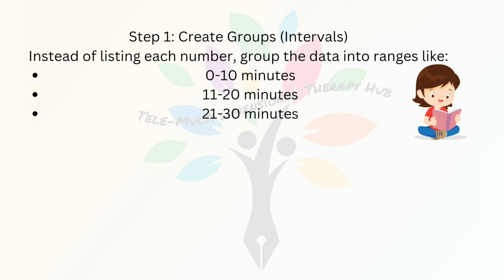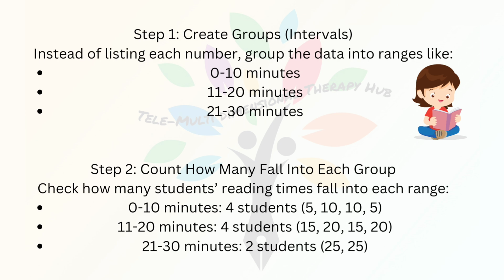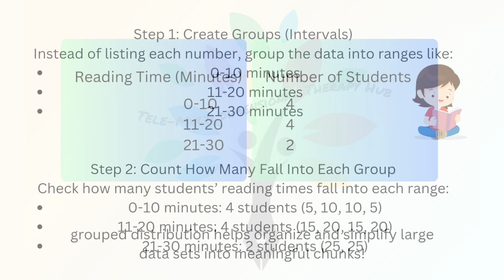The next step would be counting how many fall into each group. 0 to 10 minutes, how many students read for 0 to 10 minutes, like that. So check how many students' reading times fall into each range. For example, 0 to 10 it's 4 students, 10 to 20 minutes is 4 students and 21 to 30 minutes is 2 students. So the last step, creating a table, that means a grouped distribution table. So this is the table.